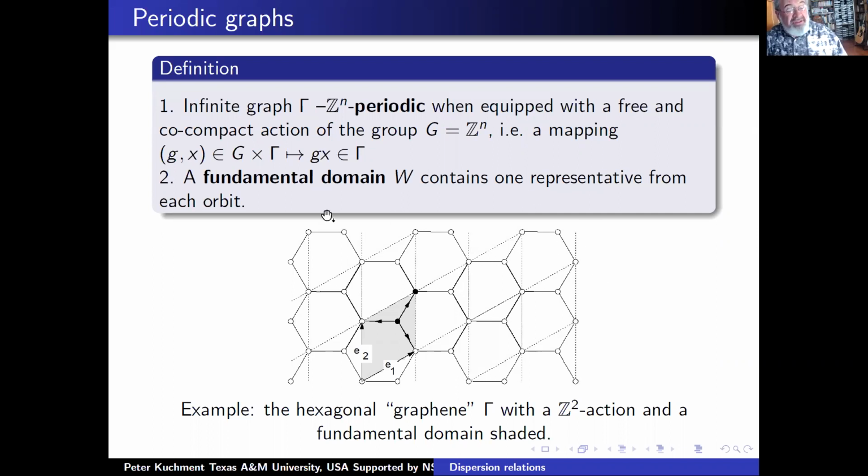For instance, this is a famous example. This is the hexagonal lattice, or if you want to look at it this way, graphene. It's periodic with the periodicity group Z2 with these two generating vectors. So if you shift along these vectors, everything repeats. And here is a shaded fundamental domain which has only two vertices and three edges. Everything else can be obtained by shifting. So this is the fundamental domain. It has, like physicists would say, just two atoms.